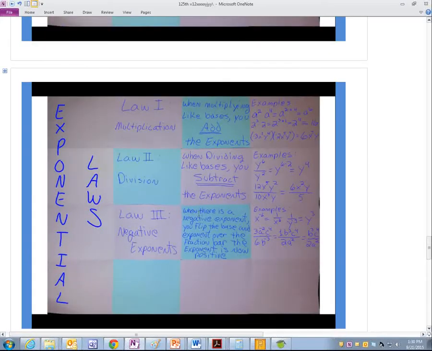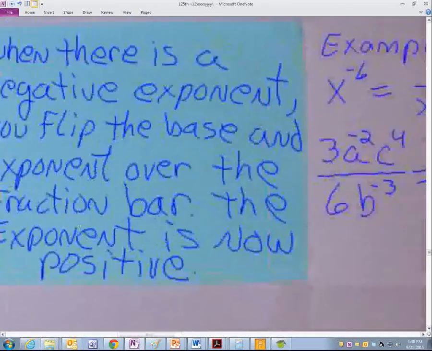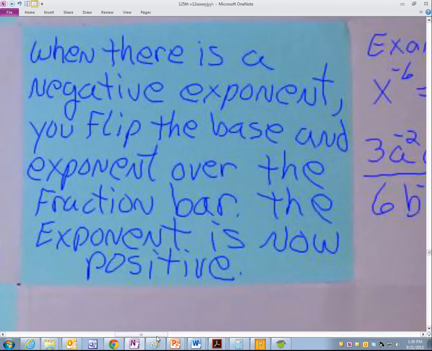Okay, we're at law 3. When there is a negative exponent, you flip. When there's a negative exponent, you flip the base and the exponent over the fraction bar.